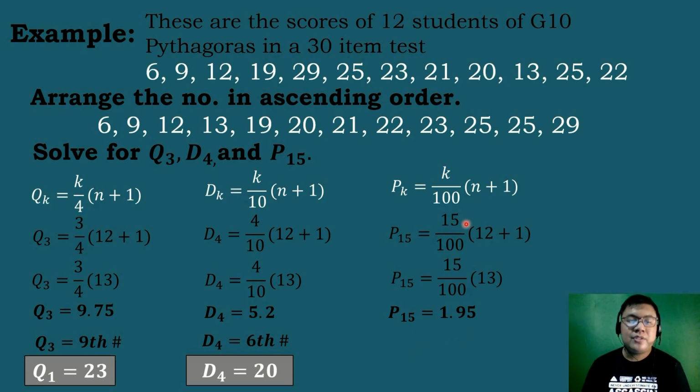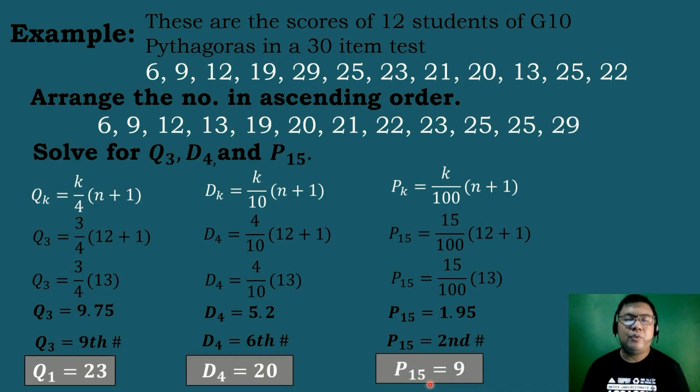Then, perform the rules for the Mendenhall and Sincich method. Since percentile 15 is equal to 15% and 15% is less than 50%, therefore it is located at the left side of the equation. And if it is on the left side of the equation, we will round up the number. So we have 1.95, this will become 2. So we are looking for the second number to get the percentile 15. Count 2 here. This is the first number, and the second number is equal to 9. Therefore, the value of percentile 15 is equal to 9.